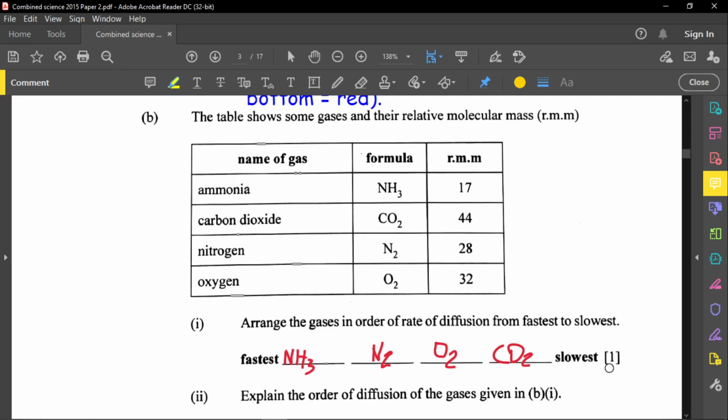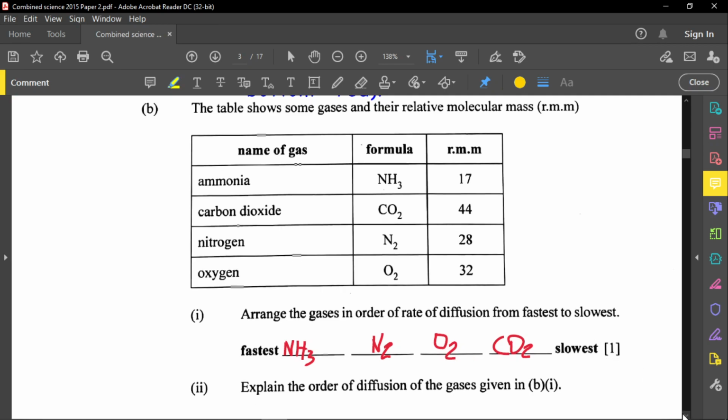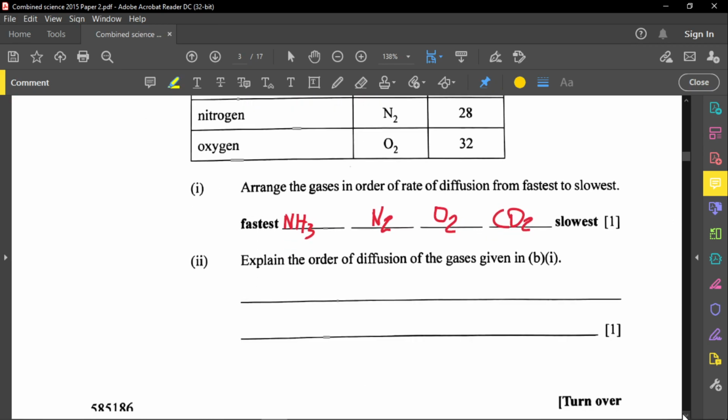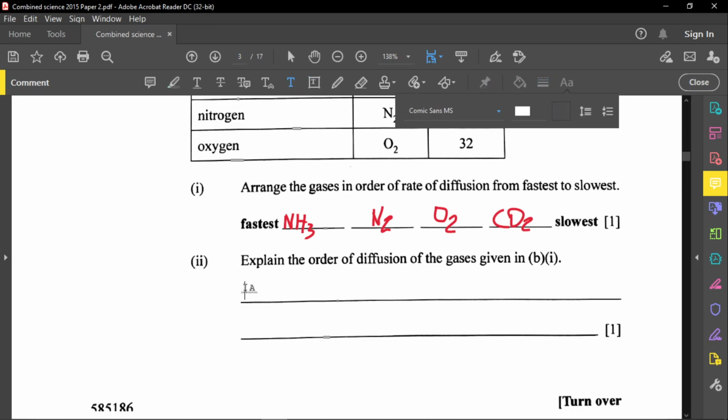All right, great. Let's jump to the next part of the question now. We said, explain the order of the diffusion of the gases given in part B1. And so here now we can talk about the masses. And so the heavier the mass, the slower the rate of diffusion, right? Or you can say the greater the mass, all right, the slower the rate of diffusion.